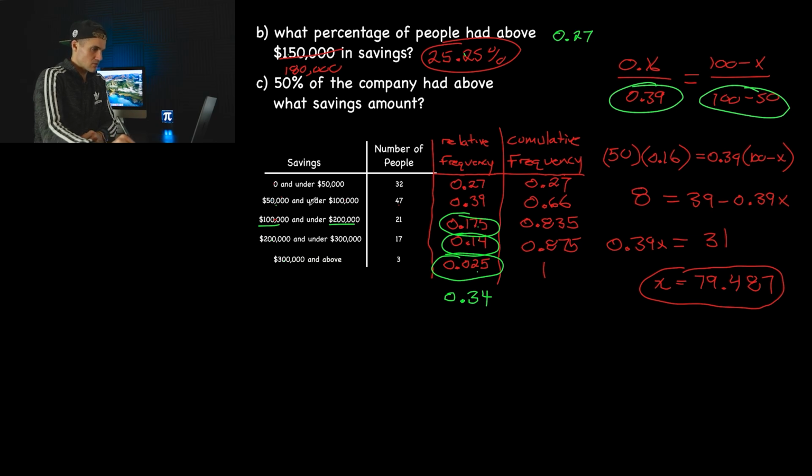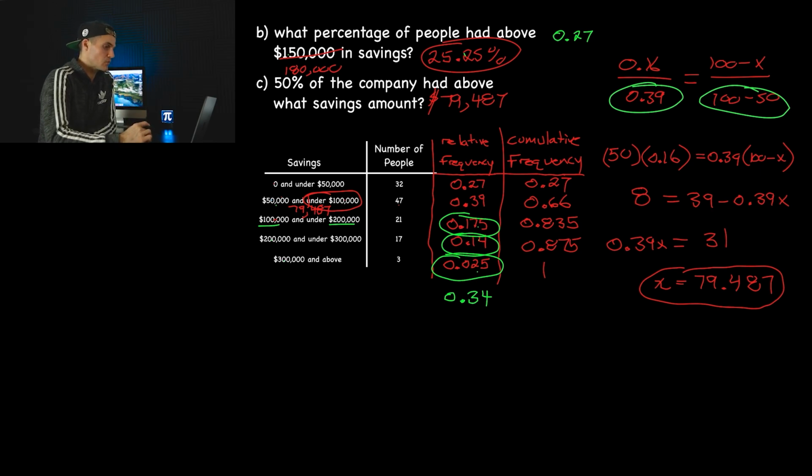79.487, right? So that's going to be 79, and this isn't thousand, so basically above 79,487 approximately, right? So within that interval, this amount here is going to be 0.16 of the 0.39 plus 0.175 plus 0.14 plus 0.025 gives us that 50% that we are looking for. So part C, the answer is 79,487, okay? So anyway, it's a little tough to explain, so hopefully you understood the process there. You just basically gotta proportion it out.